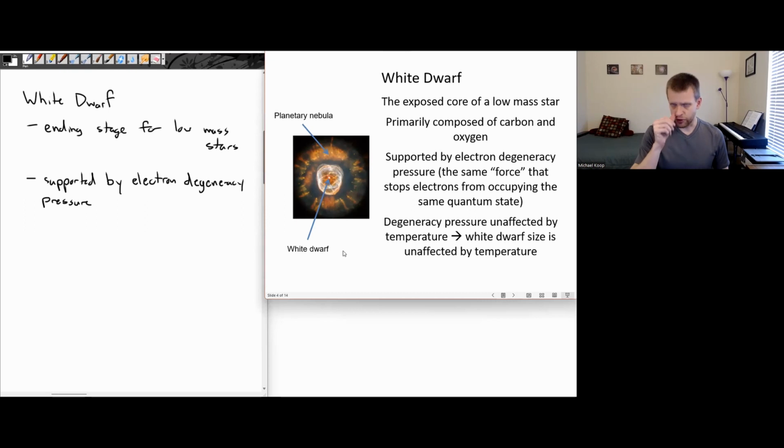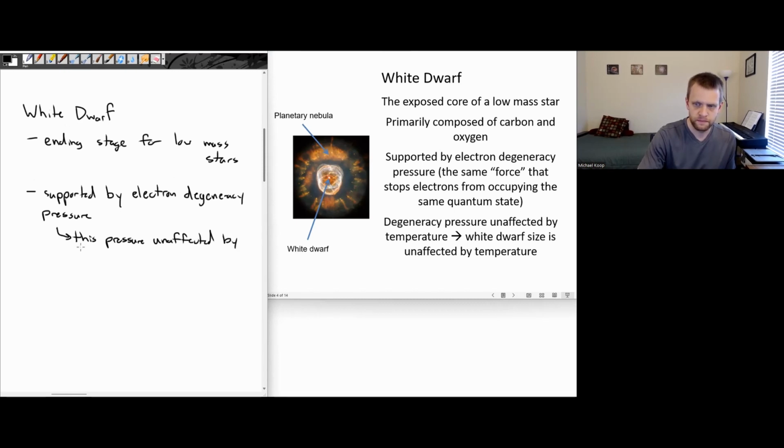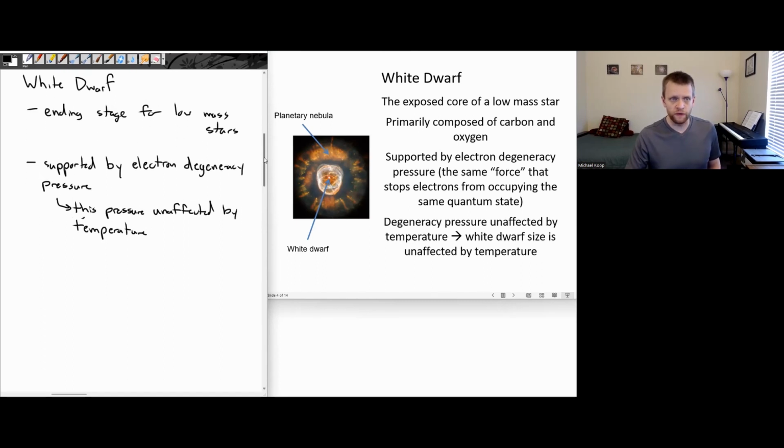And one of the key things that we're going to be focused on here is that this degeneracy pressure is unaffected by temperature. Basically, if I change the temperature of this white dwarf, it's not going to expand or contract owing to changes in temperature. And this is actually going to have some very, very serious consequences in just a little bit.